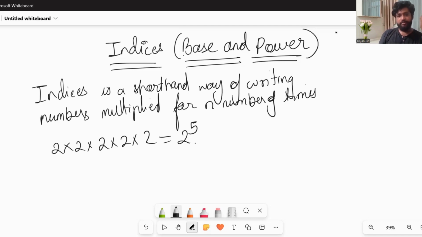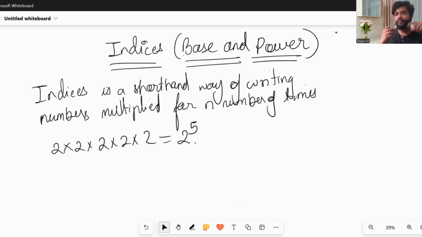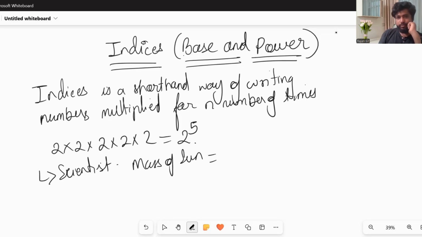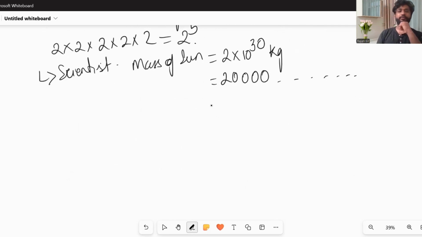Okay. And with that, we can generally use this way to do a lot of mathematical stuff. Now, generally, it is highly used by scientists. For example, the mass of the sun is actually taken to be 2 into 10 raised to 30 kg. Now, if you can imagine, if I start writing zeros, I have to write zeros like 30 times, and that would be a big stuff. In order to make it easier, we generally write the indices, or you can say the exponent and power method. Okay, easy. So we generally use this one.